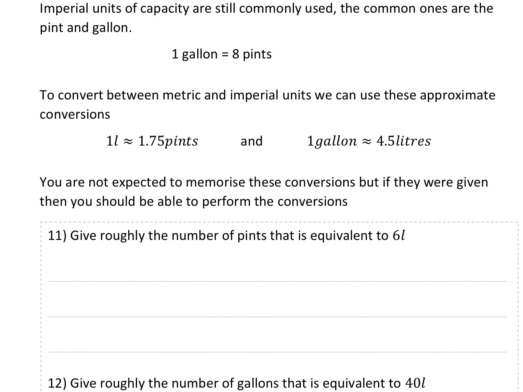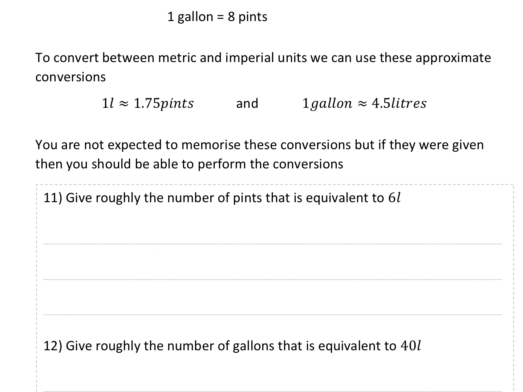So question 11. Give roughly the number of pints that is equivalent to 6 litres. Well, 1 litre is 1.75 pints. We've got litres and pints, and the question is about litres and pints. So if 1 litre is 1.75 pints, 6 litres would be 6 times 1.75. And that gives you 10.5 pints.